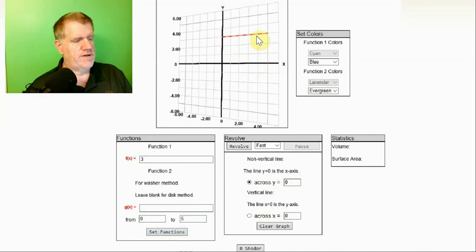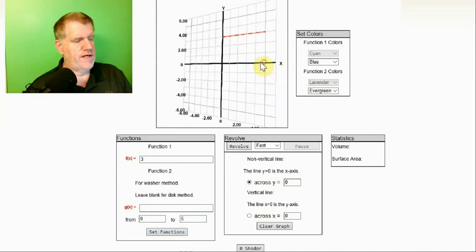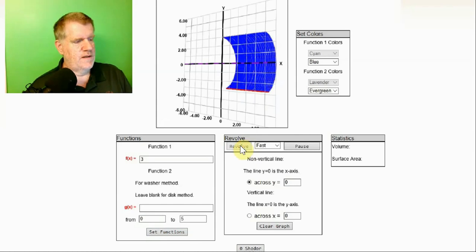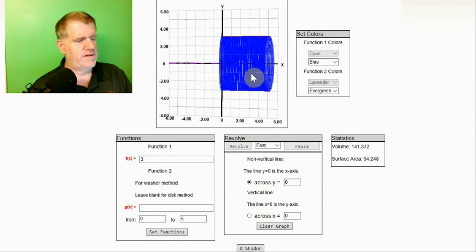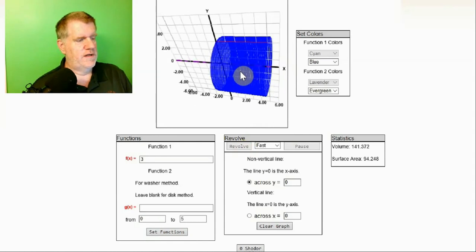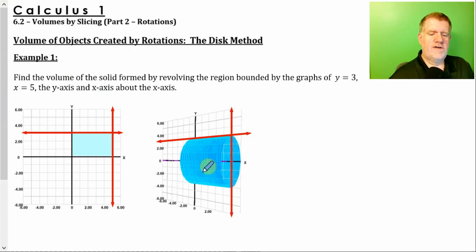Sometimes it's easier to see with a three-dimensional perspective. So what will that look like? Here we go. So you kind of see it spinning around the x-axis, a three-dimensional shape. And this is a cylinder. Alright, you see how this got created.